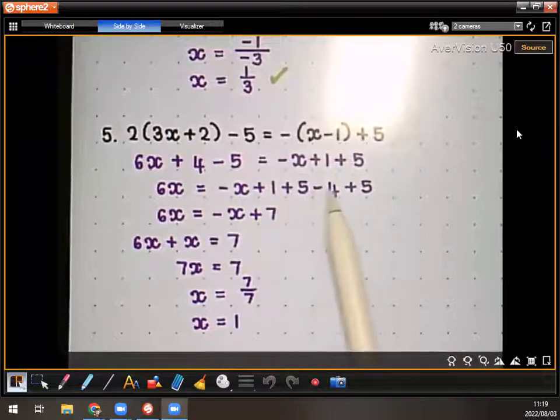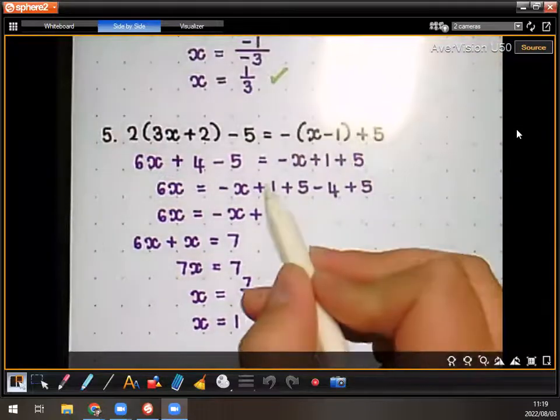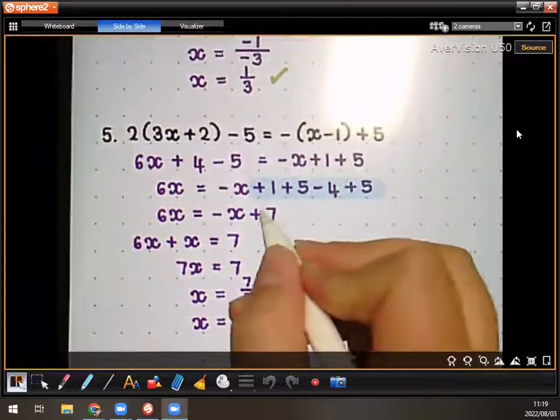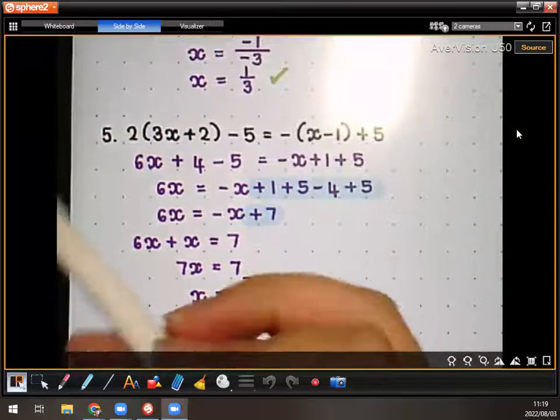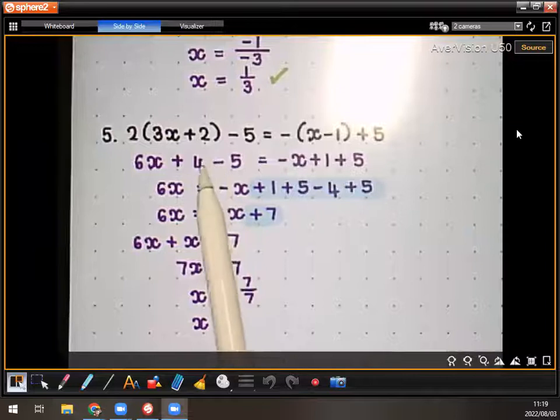Now let's look at all these numbers, guys. Do you see there are so many numbers here that we can add? 1 plus 5 is 6. Minus 4 is 2. Plus 5 is 7. Perfect. That is fine. Listen up. If you first simplify this, like I said earlier, 4 minus 5 is negative 1. You could have done that first, and then you would have just had to add 1 on the other side. Perfect.